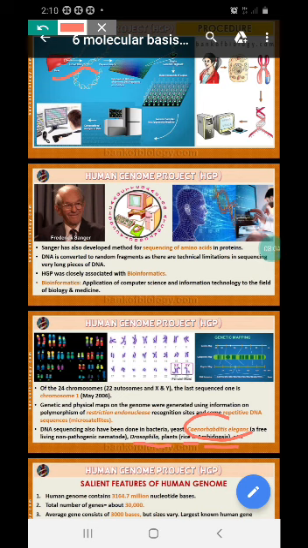You know what is gene mapping? Gene mapping is arranging or aligning the genes on the chromosome in the correct order, in its actual order. That is called gene mapping. So that has been done in these different organisms also. Clear?